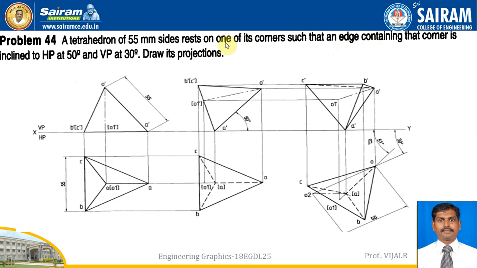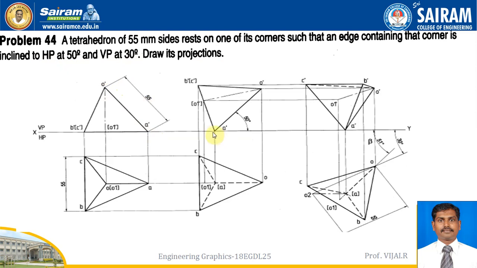Here what it gives is, it is resting on one of its corners, and the edge containing the corner is inclined. So what is the edge which is containing the corner? This is the corner, A is the corner. So the edge containing the corner is AO. So here this is the AO in front view. The edge which is containing the corner is going to be inclined to HP at 50 degree.